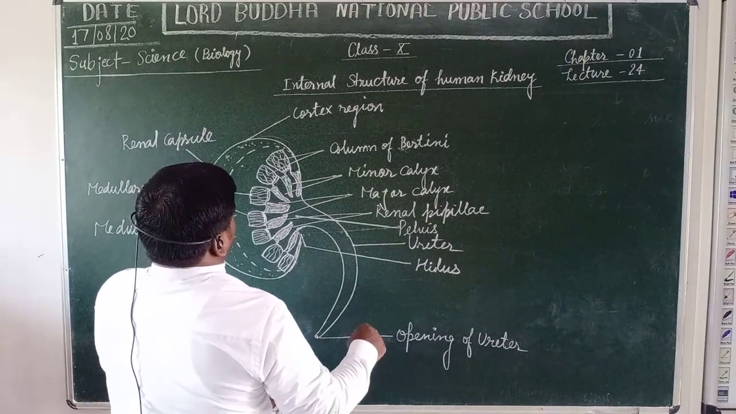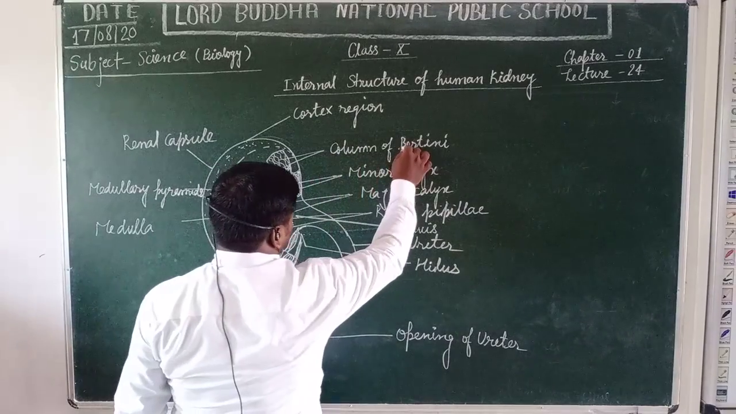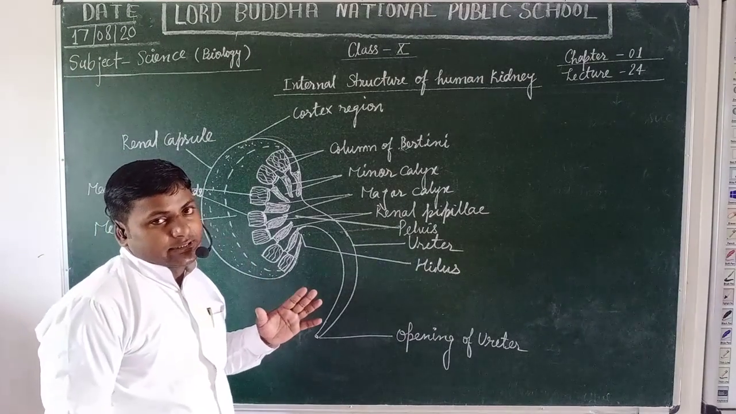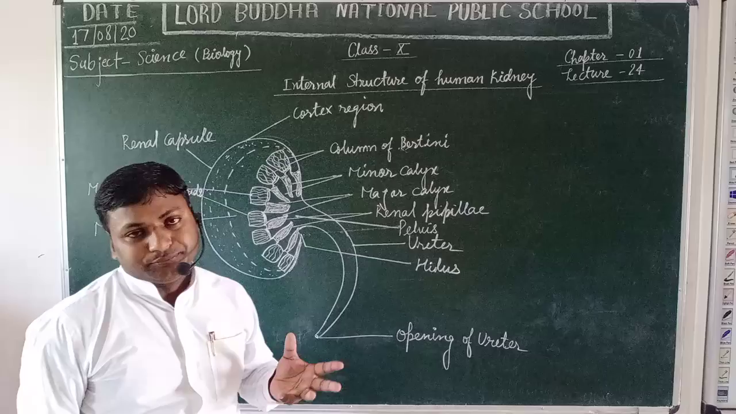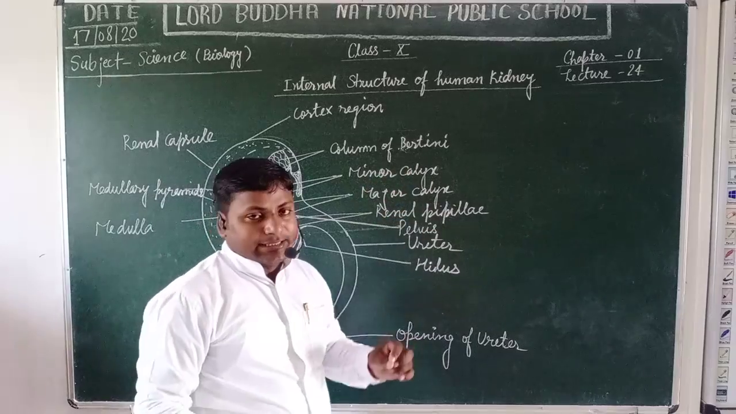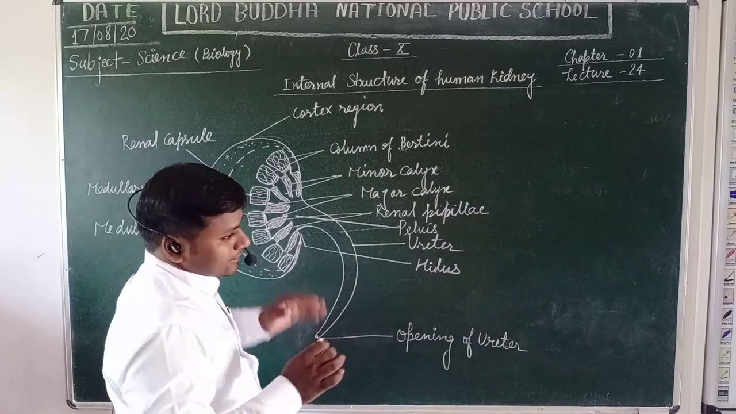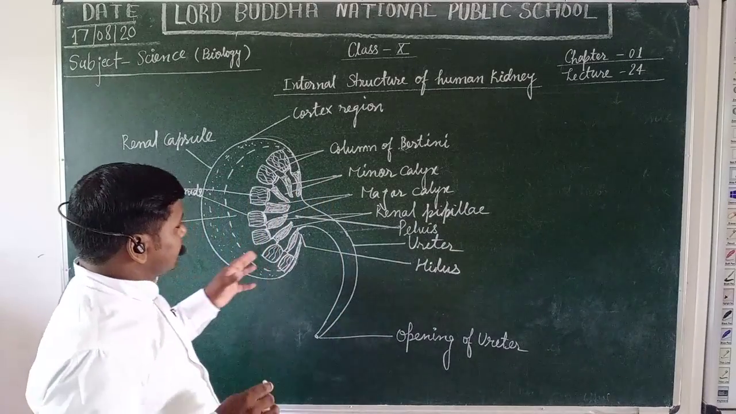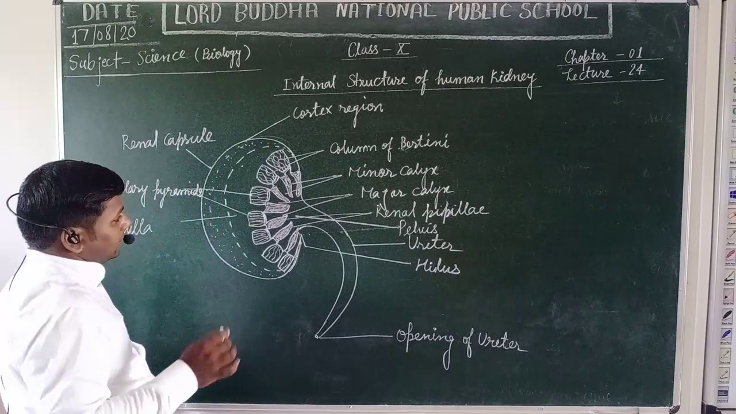Now, students, we are going to learn about the column of Bertin. Students, as I mentioned, the uriniferous tubules or nephrons are the smallest structural and functional unit of each and every kidney. The column of Bertin is a set of uriniferous tubules or nephrons. Each kidney of a human contains millions of nephrons, and nephrons hence are called the smallest structural and functional unit of each and every kidney.